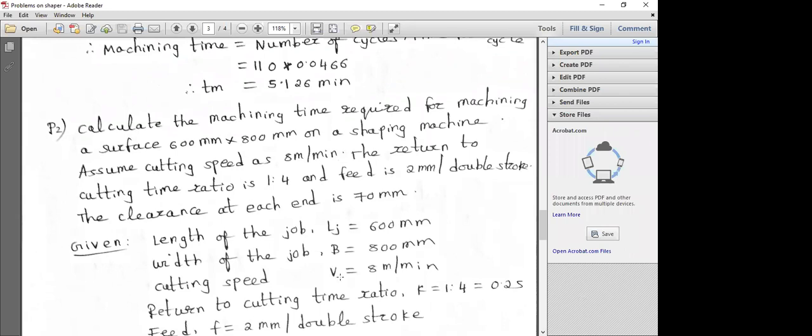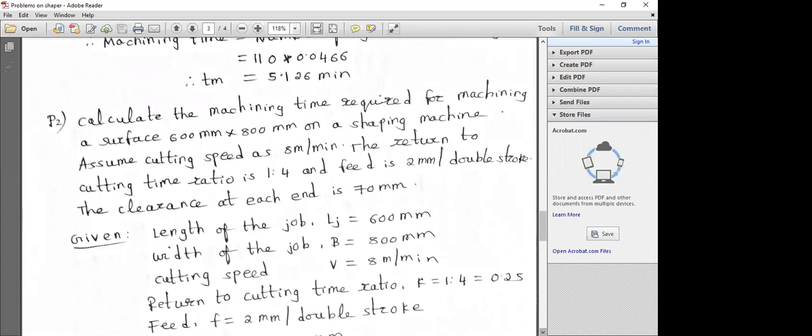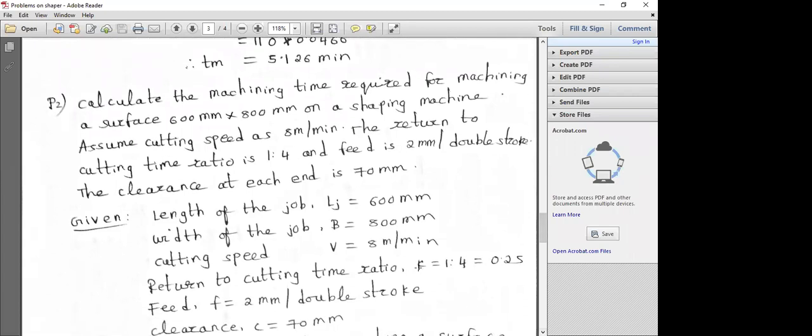So V is the cutting speed. What is the return stroke to cutting time ratio? This is very much required. Sometimes it is given as K, sometimes as C. But the ratio is not cutting time to return time; it is return to cutting time. You have to consider that, because the return stroke is speedily coming back without machining, because of the quick return motion mechanism designed for the shaper. So it is 1 by 4, 0.25.